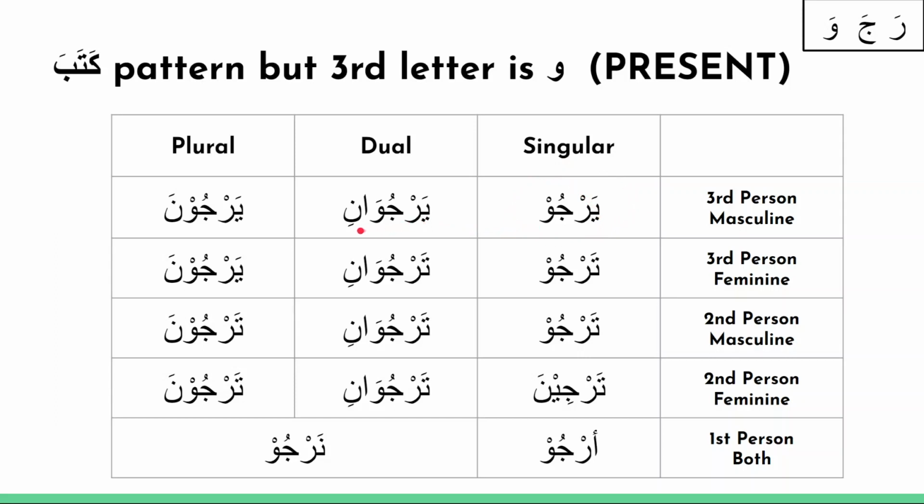Then here, yarjuwani, yarujuna. Taruju, tarujuwani, yarujuna. Notice how these two are the same here. Yarujuna, yarujuna. Taruju, which is the same as here. Tarujuwani, tarujuna. Tarujina, tarujuwani, tarujuna. Notice again, these two are the same. Aruju, naruju. Alright, so this is the present tense table. Go ahead and pause the video and practice this on your own using rajawa or potentially a different verb if you know it. We'll cover some examples later on.